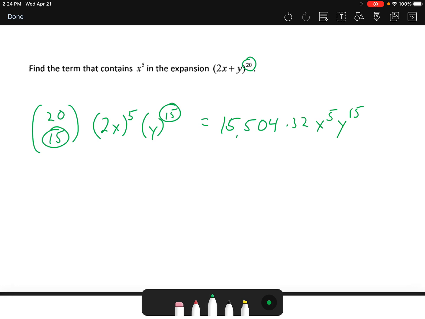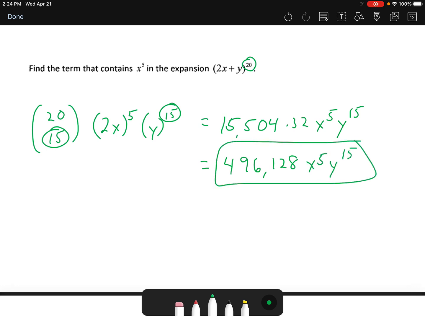So we've got to take 15,504 times 32. And the x to the 5th term would be 496,128, x to the 5th, y to the 15th. Would that be the 6th term? No, it'd be the 16th term, I believe. 14th term. At any rate, that's x to the 5th.